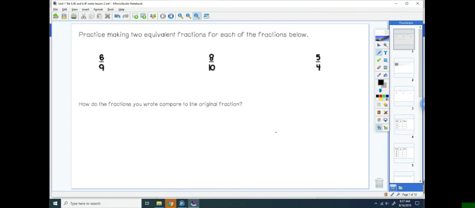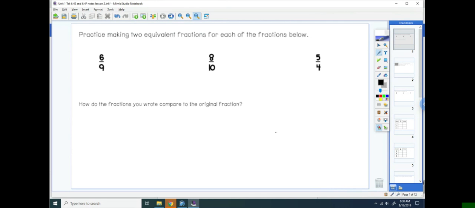Hey, so this is going to be your second lesson of the week, and it's actually going to be taught on Tuesday as well, which says representing benchmark fractions and percents. Okay, so we're going to practice making two equivalent fractions for each of the fractions below.